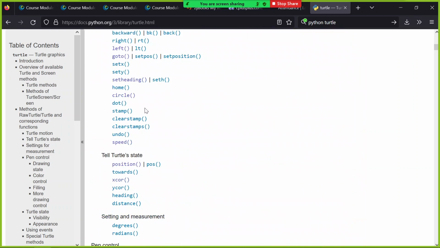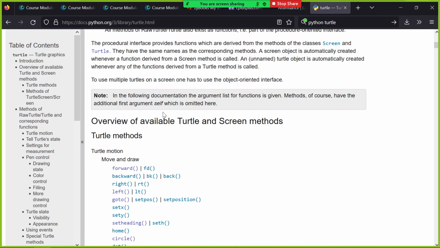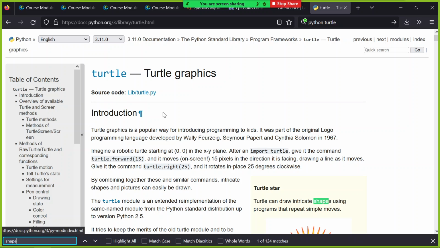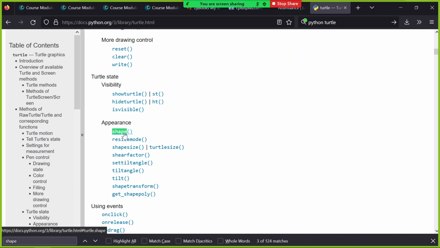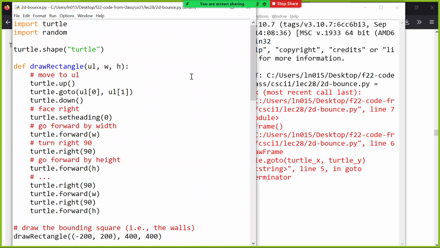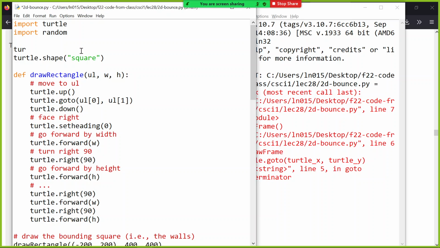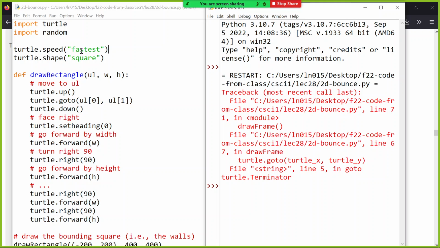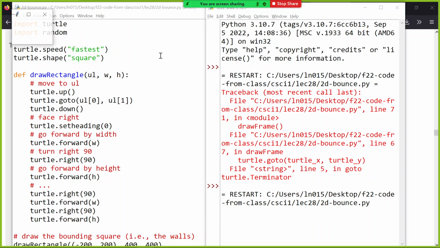Is turtle.shape. And we had him be a circle and a turtle before, but now we're going to make him a square. So turtle.shape square. And just to make it quicker so that I can test things, I'll say turtle.speed fastest. Why not? We run that. Let's see what happens.